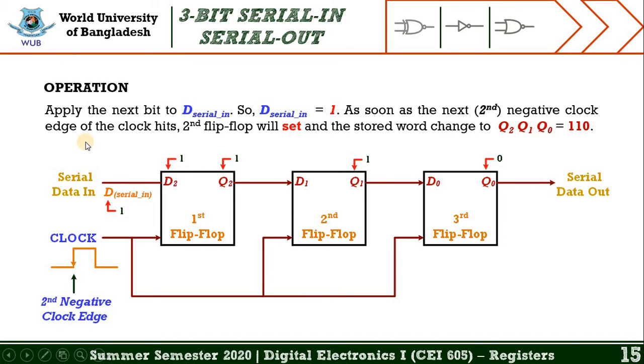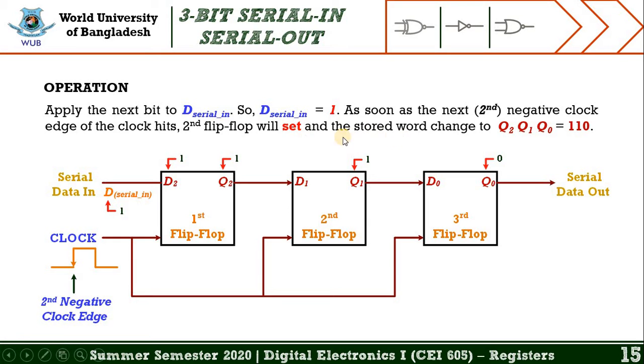This slide represents the second condition, which means when the second negative clock edge is applied at the clock. So let's begin. Apply the next bit to D serial in. The value of D serial in is now 1. As soon as the second negative clock edge is applied at the clock, the second flip-flop will set. Remember this: when the first negative clock edge is applied at the clock, the first flip-flop is in the set condition.